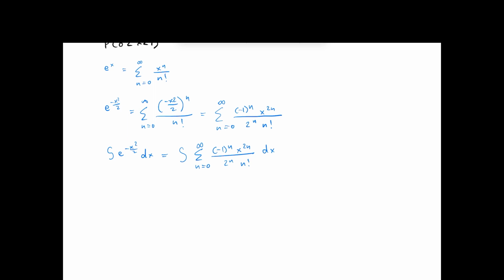So, what I was referring to earlier is that we can still write this as the sum from n equals 0 to infinity, and we're going to integrate each of the individual terms, so we still have a negative 1 to the n, but the integral of x to the 2n is x to the 2n plus 1 over 2n plus 1. And that means that our new sum is x to the 2n plus 1 over 2n plus 1 times 2 to the n times n factorial, like this.